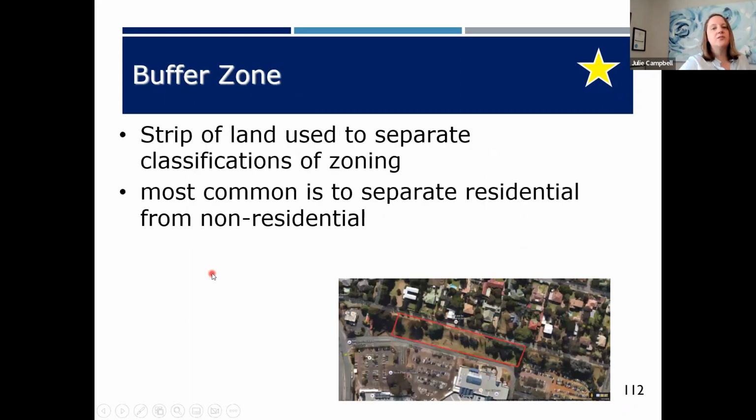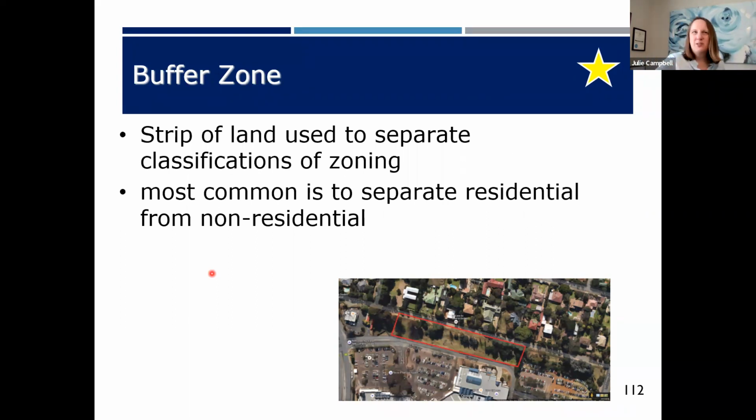Another zoning term is called a buffer zone. A buffer zone is usually a strip of land that separates two classifications of zoning. The most common example of a buffer zone that we have is an area that separates residential from non-residential. Maybe it's commercial, maybe it's industrial.